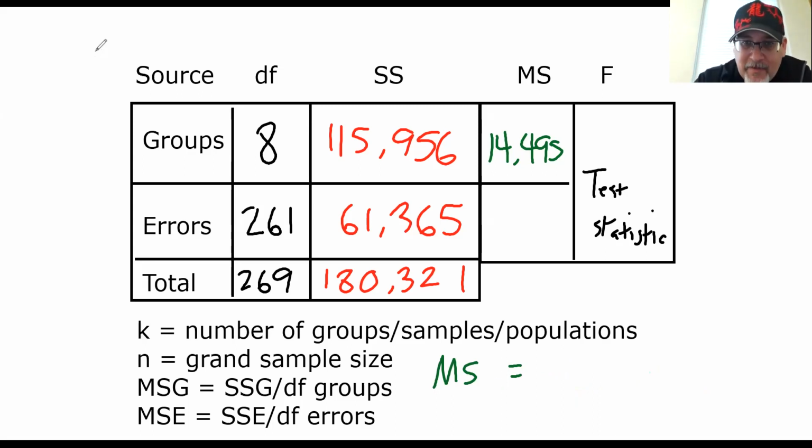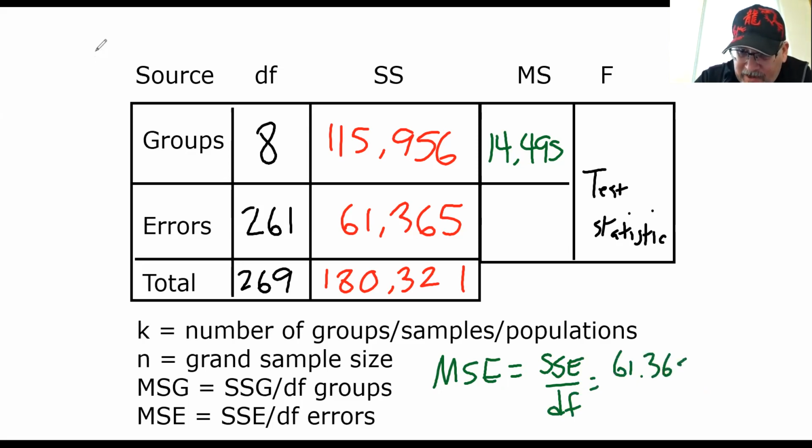All right, MSE is going to be SSE divided by its degrees of freedom. So 61,365 divided by 261 will be a much smaller number. To the nearest whole number, 235.